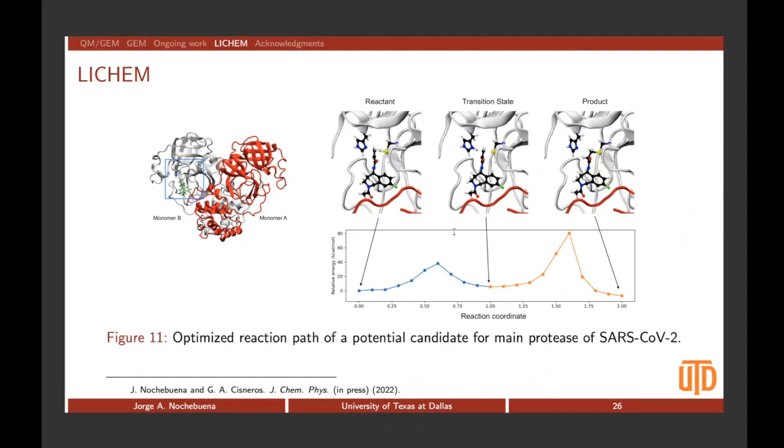protease of SARS-CoV-2. For example, this result shows that this candidate is not good because the second step is very high. It's around 80 kilocalories per mole.